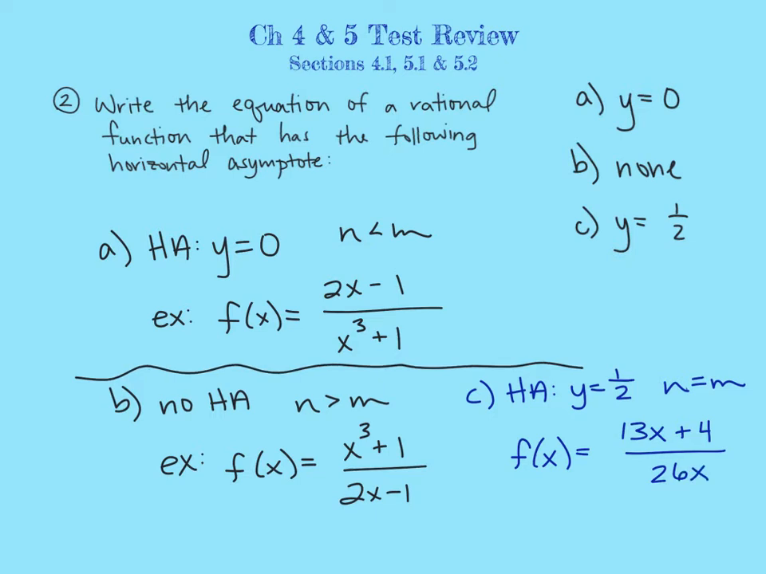That's a fun way. So we'll have 13x plus 4 over 26x. We'll do something weird. So again, there's an infinite amount of rational functions that could work, so long as n equals m. So here our degrees are both 1, so n and m are both 1, and the ratio of our leading coefficients is 1/2. 13 over 26 would simplify to 1 over 2.